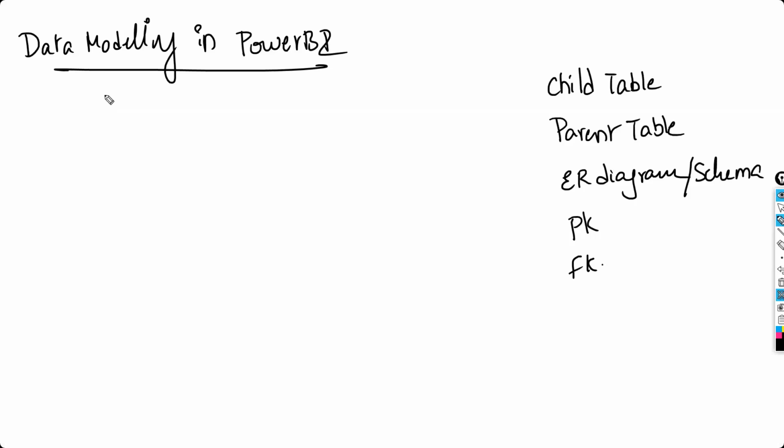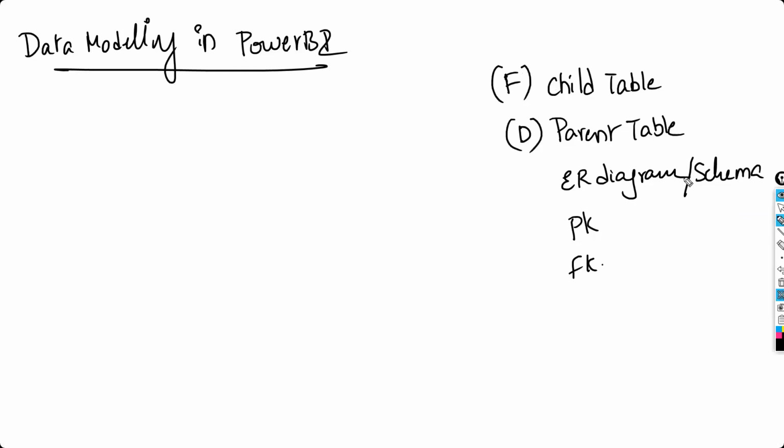Data modeling means we are not going to create the data in Power BI directly. Data will already be available. We are going to load the data. From the database we are going to connect. Data we are not going to create in Power BI. Now here, this child table will be considered as fact. Parent table will be considered as dimension.